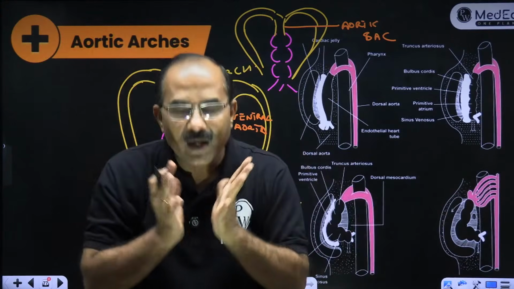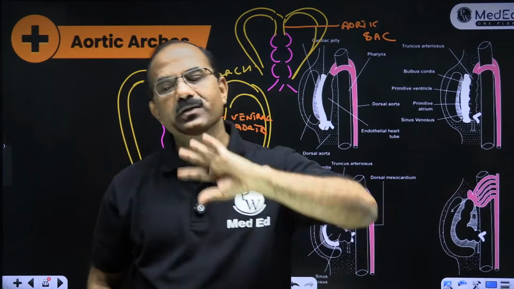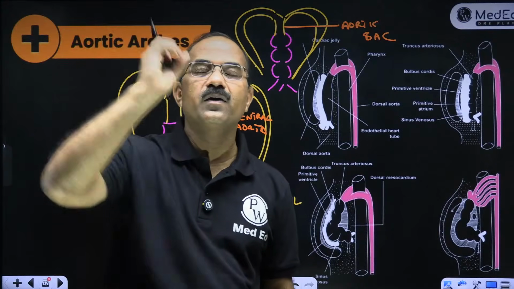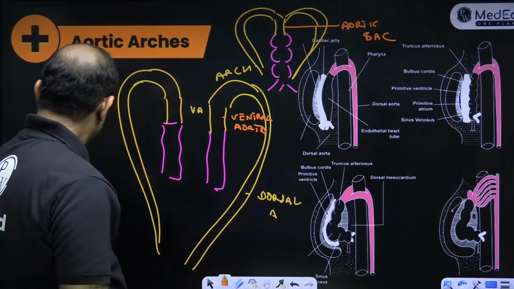ये जो aortic arch arteries होती है ना, they lie in the pharyngeal arches. वो pharyngeal arches में lie करते हैं. They lie in the pharyngeal arches. That is around 4th week में होता है ये, 3rd week के end. Fine. So I'll start now.